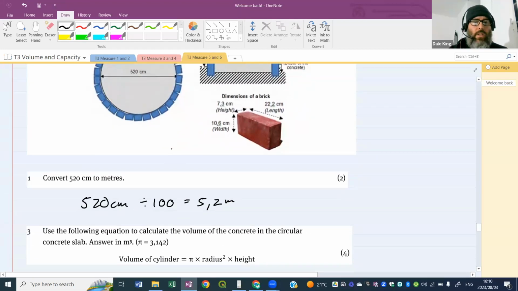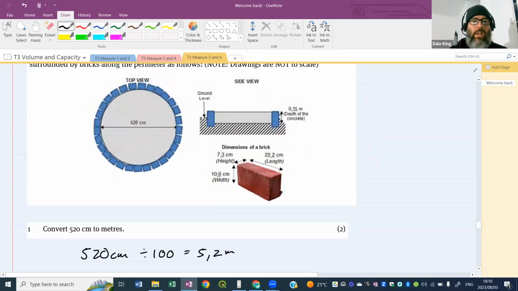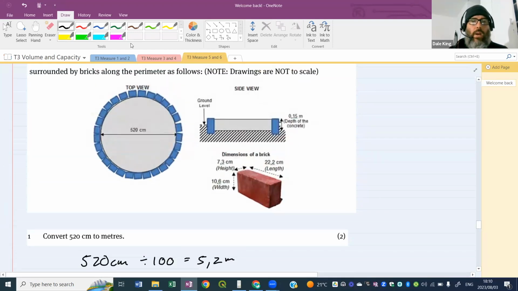Use the following equation to calculate the volume of the concrete in the circular concrete slab. Answer in meters cubed, and they give us pi as 3,142. They give us a formula. Now, what do they mean by volume? It looks like just a circular disc. Well, this is a cylinder shape. There's a circular disc, and if you give it height, it then has volume.